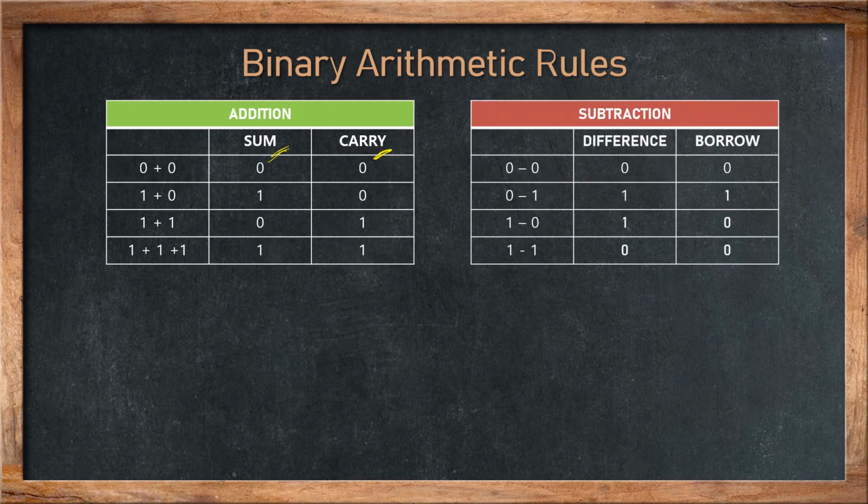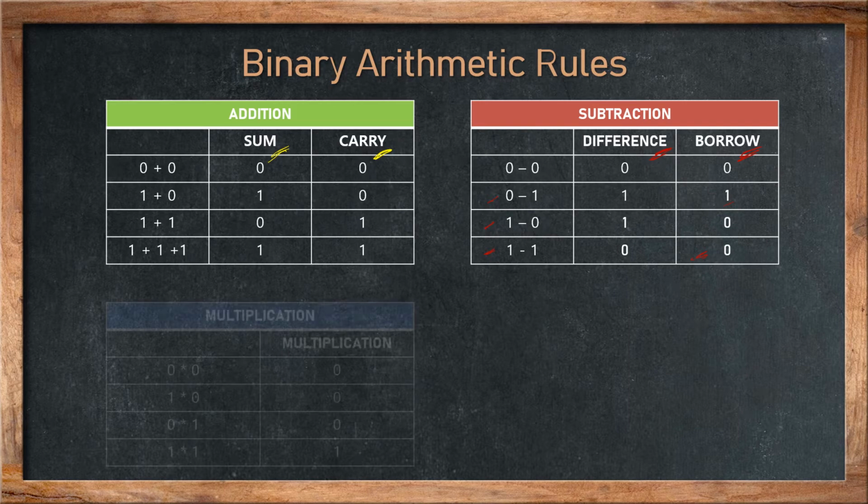The next rules table is for subtraction. For subtraction we have two columns: one for the difference and the other for the borrow. So 0 minus 0 gives 0, then 0 minus 1 where the difference is 1 and the borrow is 1. We know that when we subtract a bigger value from a smaller value, we always need a borrow. Then 1 minus 0, the difference is 1 and borrow is 0, and when we do 1 minus 1 the difference is 0 and we don't have any borrow.